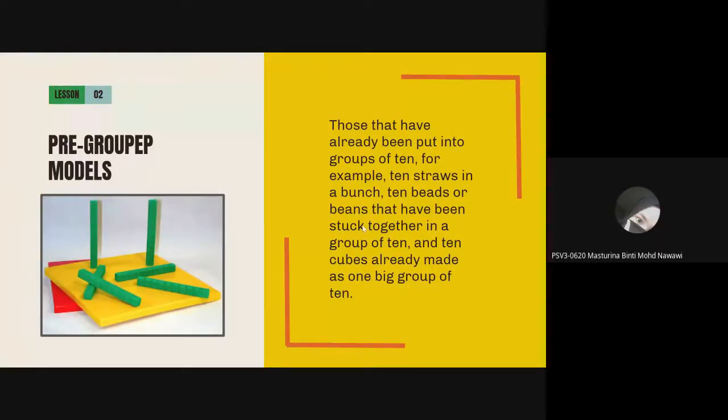Okay, next we go through the pre-grouped models, those that have already been put into groups of 10. For example, 10 straws in a bunch, 10 beads or beans that have been stuck together in a group of 10, and 10 cubes already made as one big group of 10, as you can see in the picture beside this.